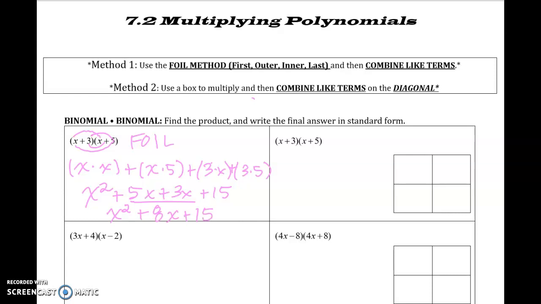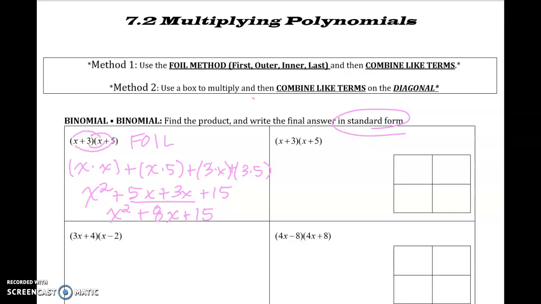Okay, and at this point, before you move to the next problem, you always want to make sure that your final answer is in standard form. If you notice up here, it does say that in your directions. So remember, that means you start with the variable with the largest exponent. You go in descending order, and you always end with your constant. Most of the time, your answers will just end up that way naturally.